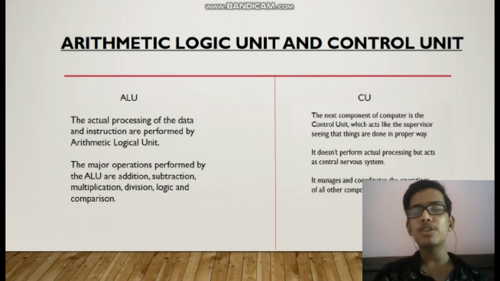What does the control unit do? The next component of the computer is the control unit, which acts like the supervisor, seeing that things are done in the proper way. It doesn't perform actual processing but acts as the central nervous system. It manages and coordinates the operation of all other components. So every work needs a supervisor and every computer needs a control unit as a supervisor. It doesn't participate in the block diagram process, but it manages and coordinates all the processes.